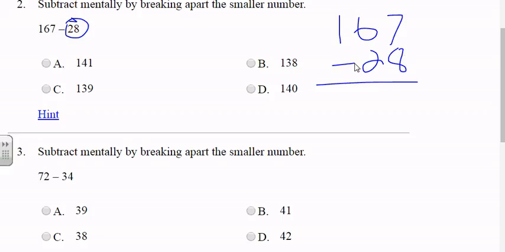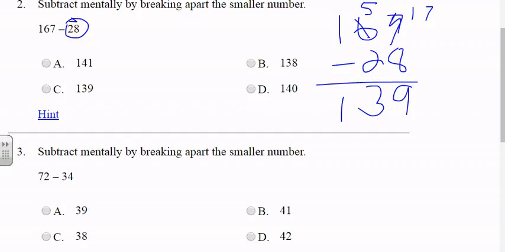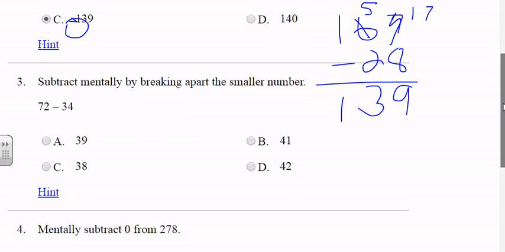7 minus 8, I can't do that. I borrow from the 6, that makes it a 5. The one that I borrow goes to the right. Instead of 7, I get 17. So 17 minus 8 is 9. 5 minus 2 is 3. And then 1 minus 0 is 1. So my answer is going to be 139, which is C.